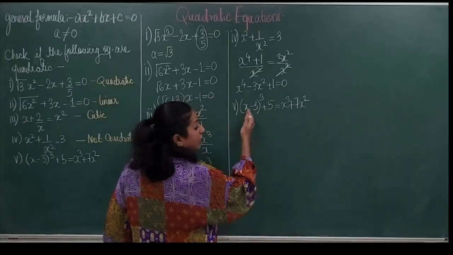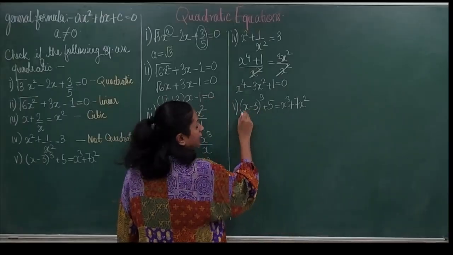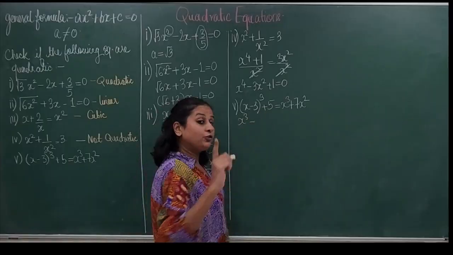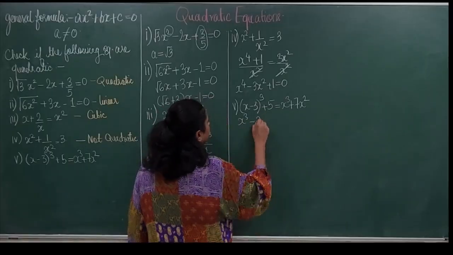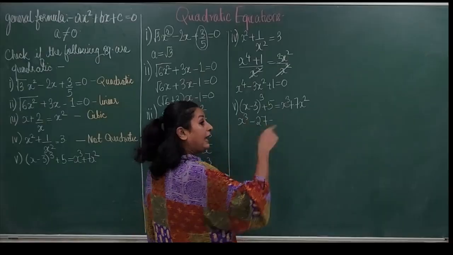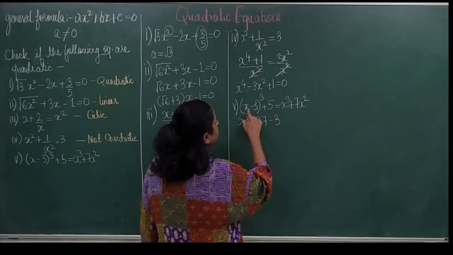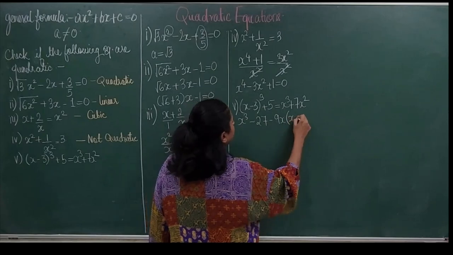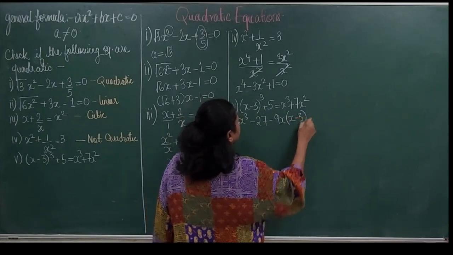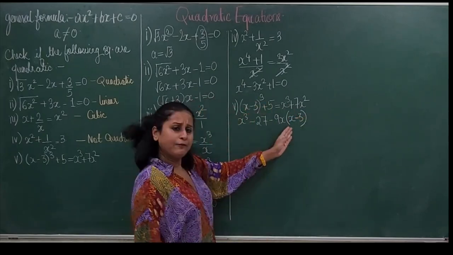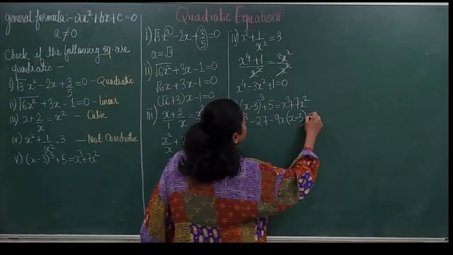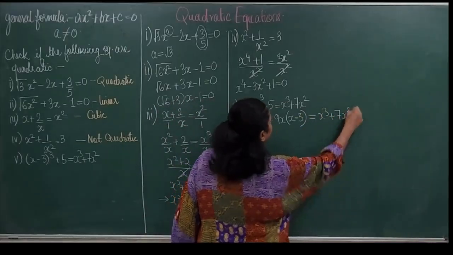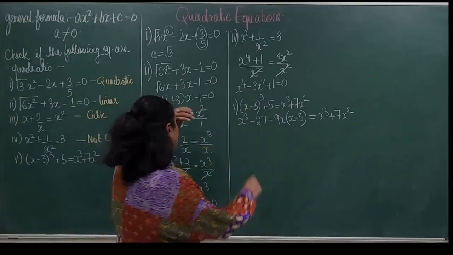So what will be this? When I open it up, what does it become? A cube, that is x cube minus 3 cube. What is 3 cube? 3 into 3 into 3, that is 27. Minus 3ab. That is 3 into x into 3, so that is 9x times a minus b. Alright, we have to open these brackets also. This is equal to x cube plus 7x square.